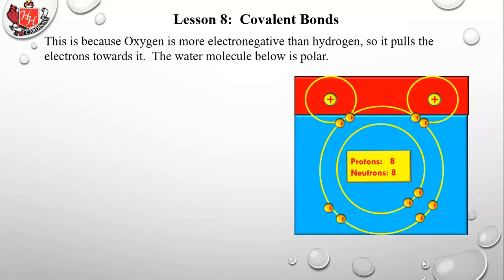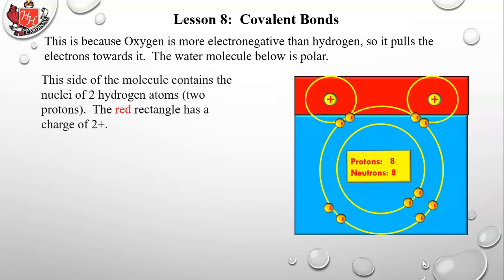Okay, so this is because oxygen is more electronegative than hydrogen, and what you would look at is your periodic table of electronegativities in your reference sheet section. So it pulls the electrons toward it. The water molecule below is polar.